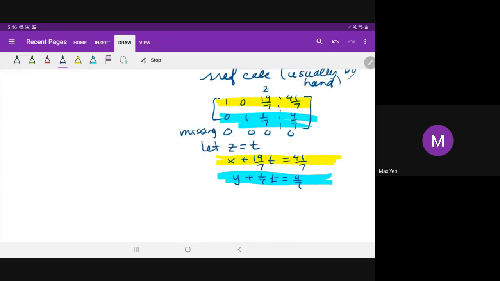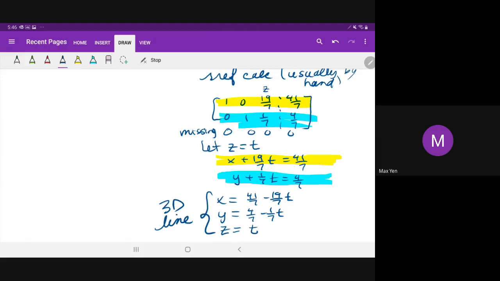And then you would solve for x, y, and z. So x is 41/7 minus 19/7 t. And y is 4/7 minus 1/7 t. And z is t. And what shape is that? Let me go to the comment. What shape is that one? It's a line. So this is a 3D line.